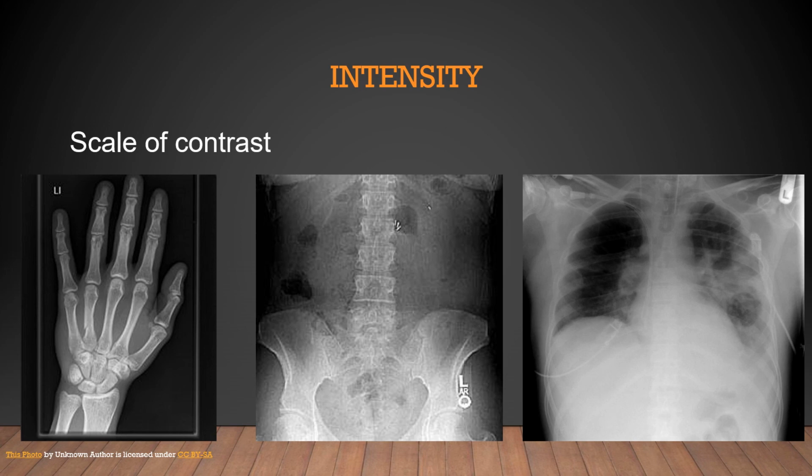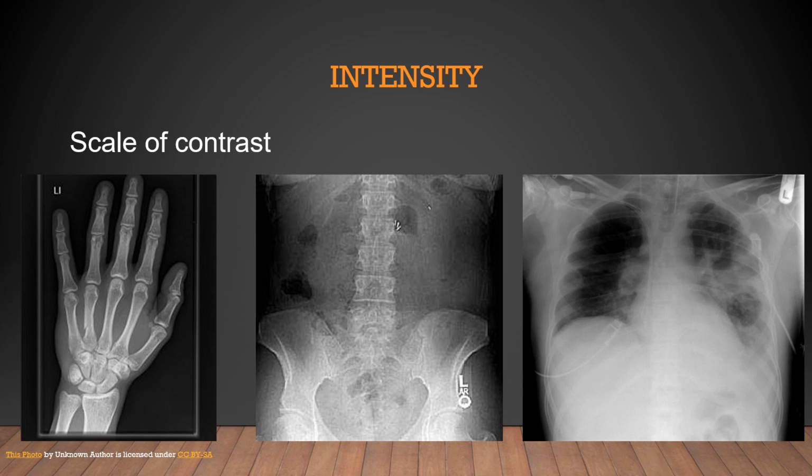So to provide an adequate image, you are going to need to select a kVp that is going to give you a short scale of contrast to image the bone and soft tissue. So you want to select 50 to 69 kVp. Low kVp will provide high contrast, which is short scale. Low kVp, high contrast, short scale.